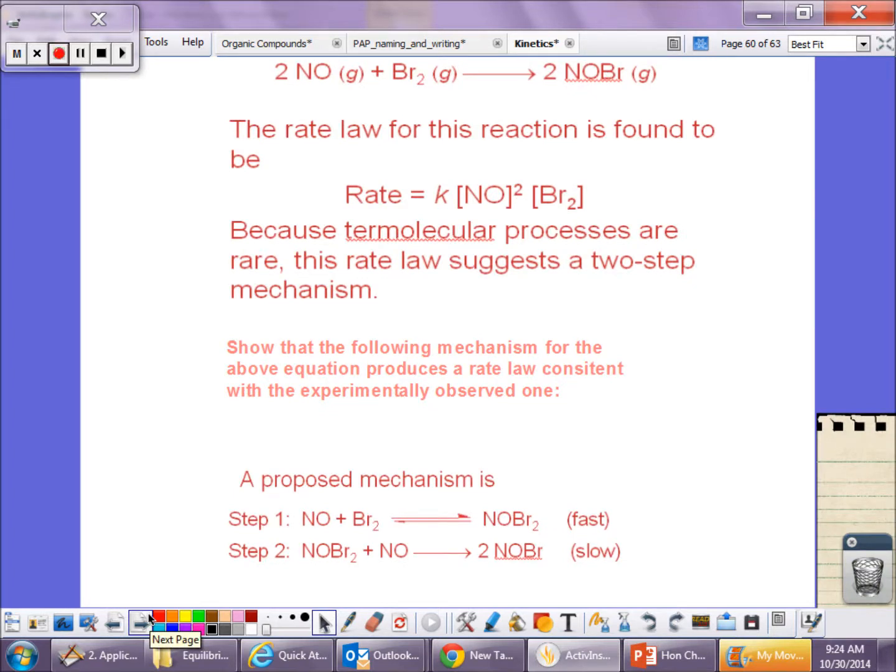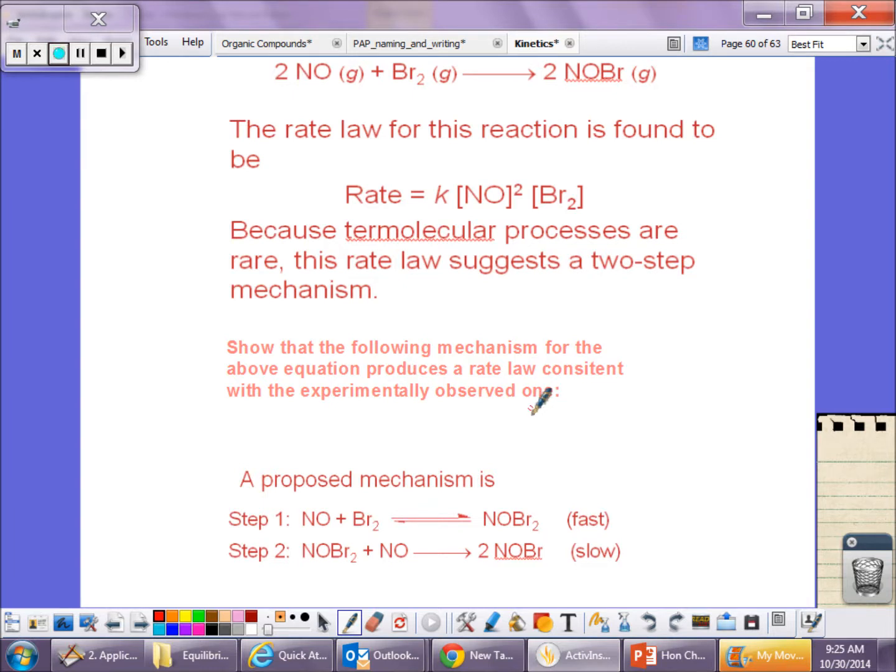Okay, so those are typical AP questions I'm practicing right now. So I would advise you to pay attention right now. This is a balanced equation. They are telling you that by experiment the rate law was determined to be this. They give you the rate law. Because termolecular processes are very rare, this rate law suggests a two-step mechanism. They are telling you that this reaction does not happen in one step. Show that the following mechanism for the above equation produces a rate law consistent with the experimentally observed one.